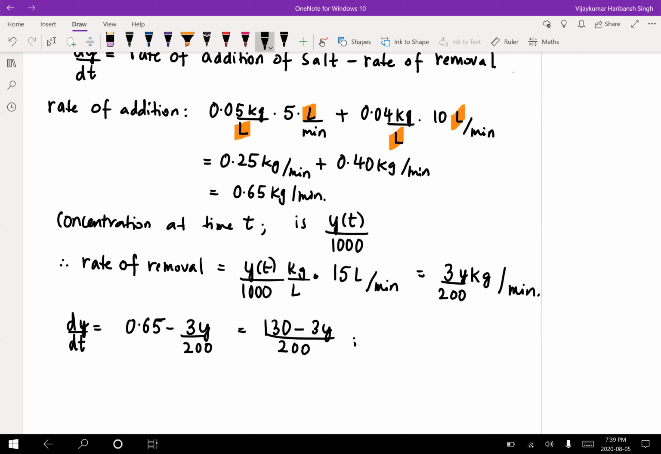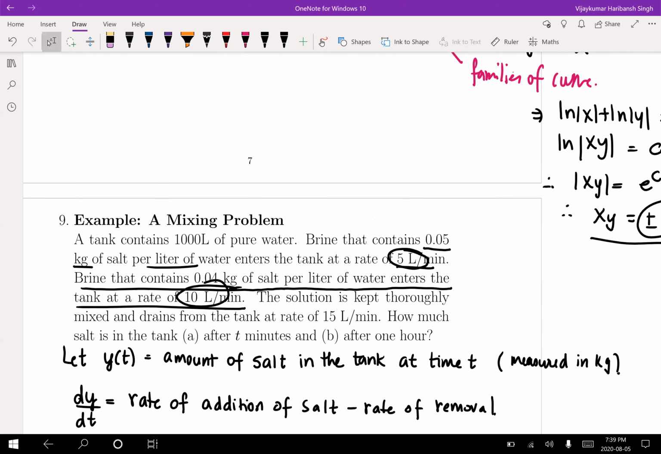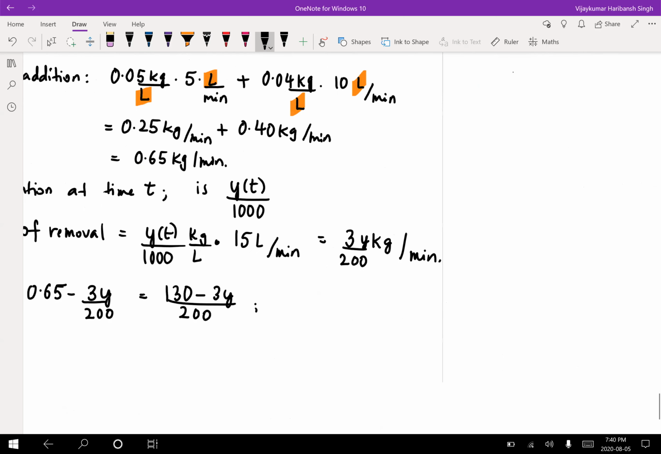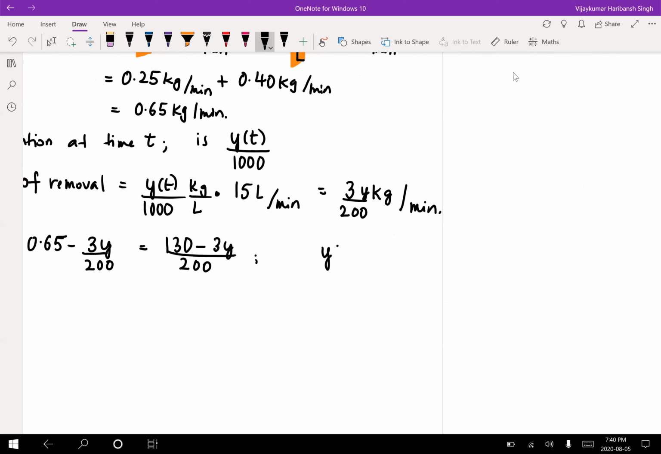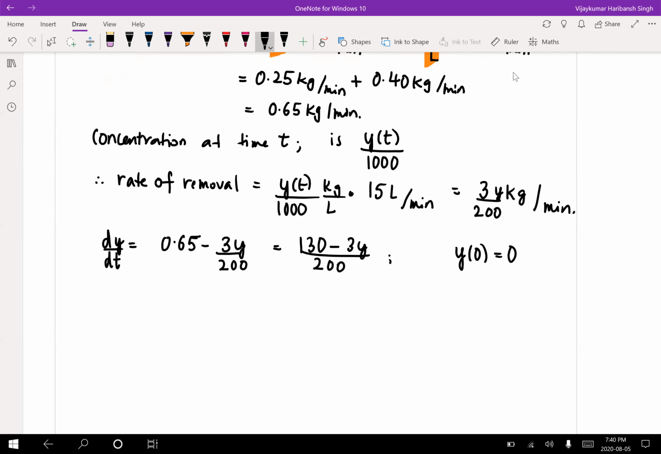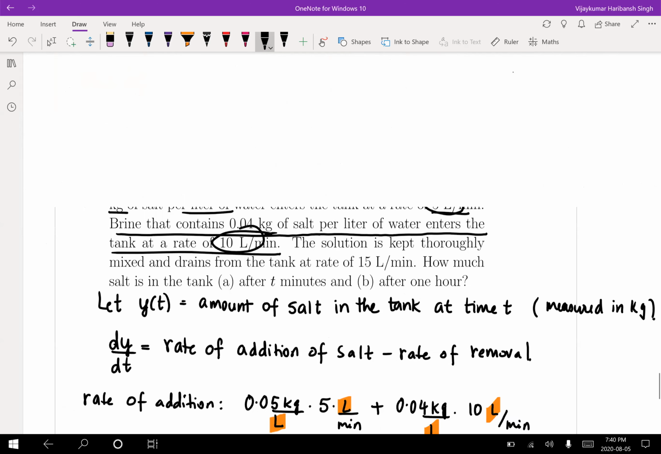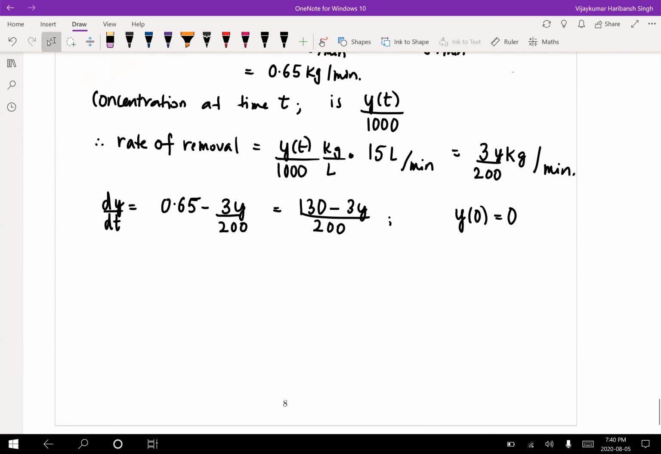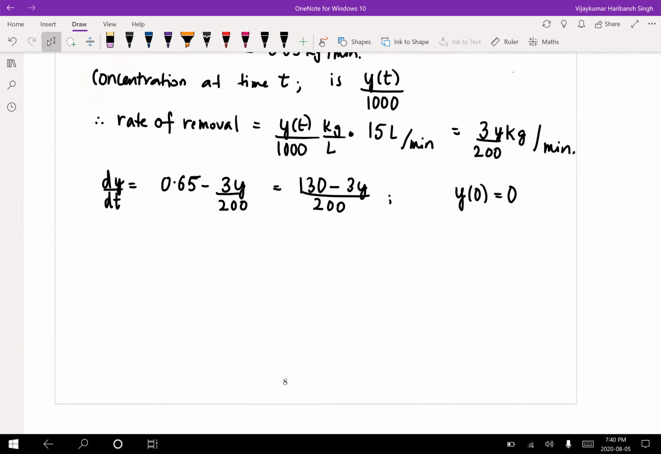Now let's see, is there anything else given to us? If you notice, we are given that the tank contains pure water at the start. So 100 liters of pure water means the amount of salt at time t equals 0 is 0, because the water is pure. So we need to solve this equation. We have converted this mathematical problem, we have modeled this problem into a differential equation. Once that is done, the problem becomes a routine differential equation.